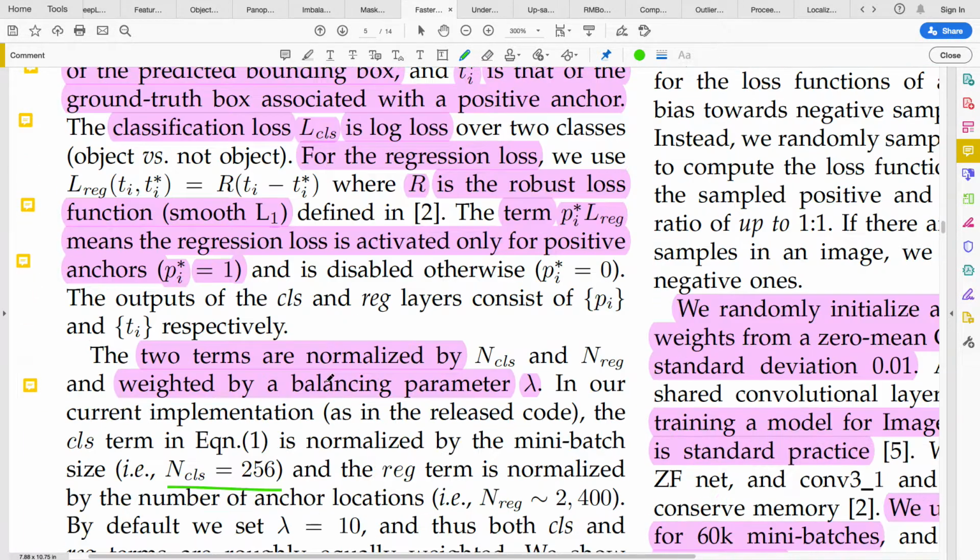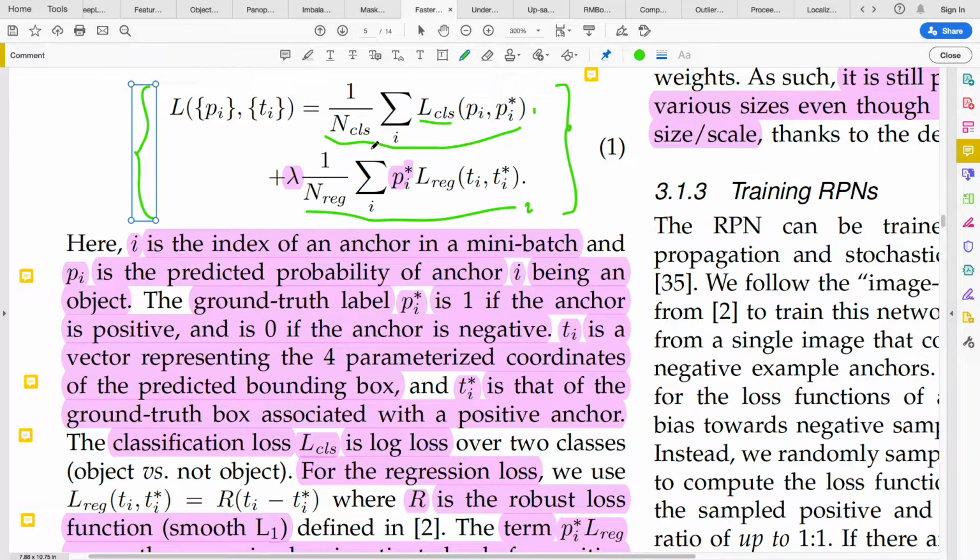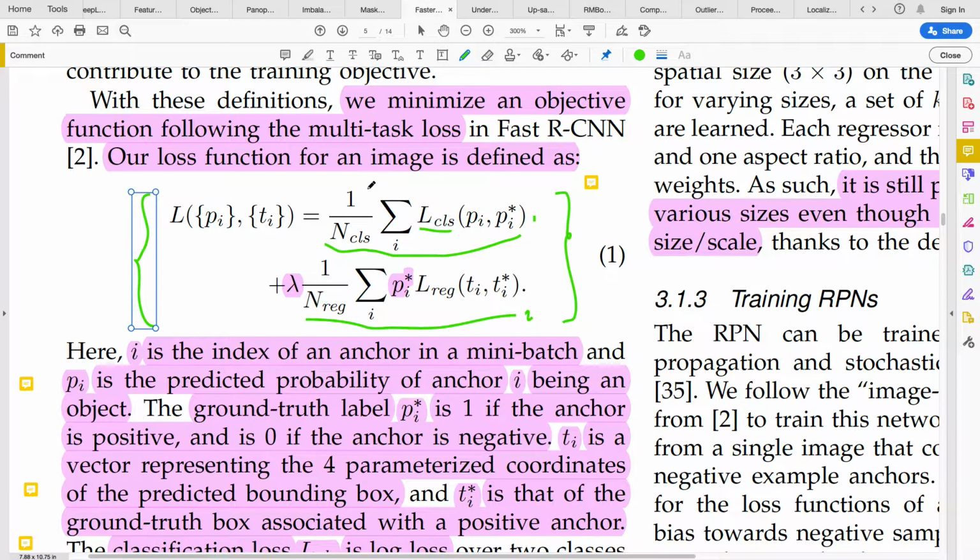So that's the number in their mini batch. That's the mini batch size. So you normalize by that. That's the first part of the loss function.